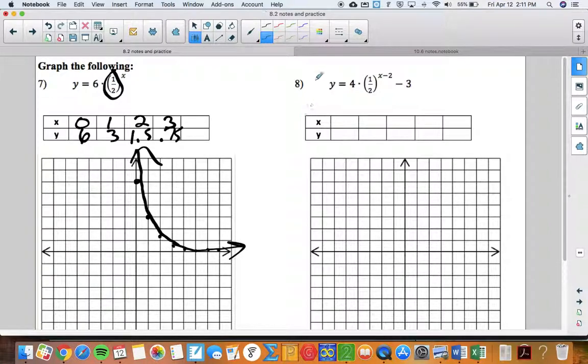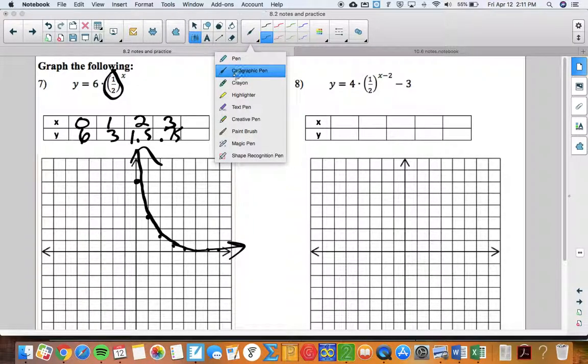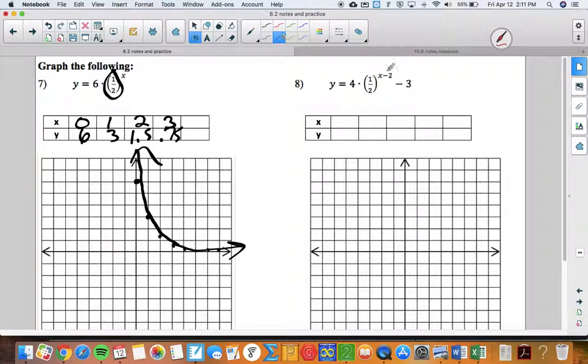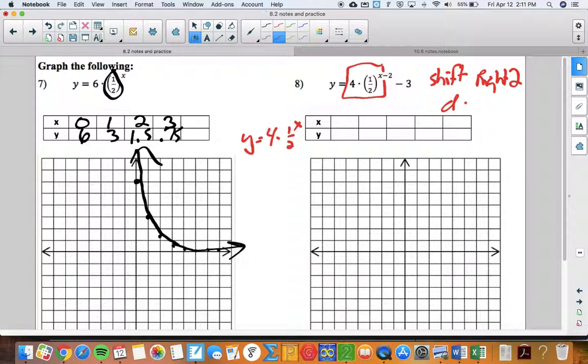Then, for this one, as we practiced on 7.1, when we figure out our values, let's stay right here. So in this table, I'm going to write the values for the function 4 times 1/2 to the power of x. Then that minus 2 is going to shift my graph right 2. And this minus 3 outside of the exponent is going to shift it down 3.